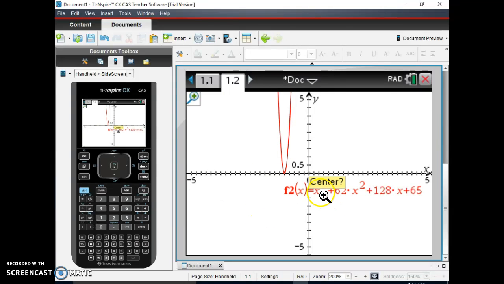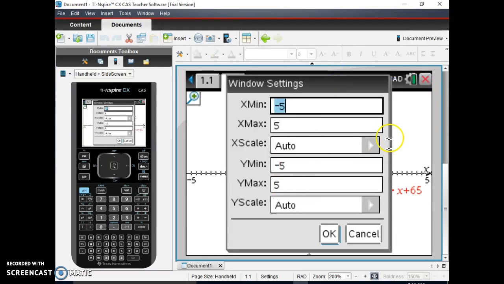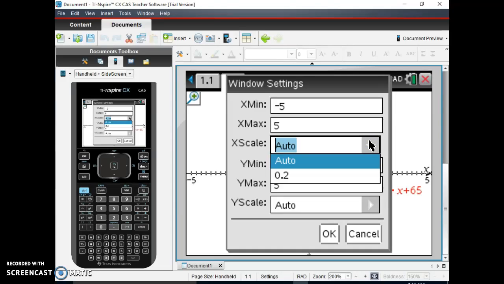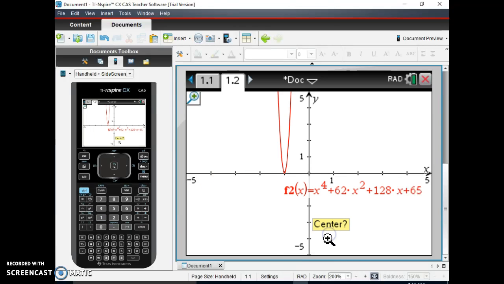And then I might adjust my graph here just a little bit. Right now it's counting by, I just set it at auto, but if I wanted to actually count by something particular, like ones, I can change my X scale to 1, and I can change my Y scale to 1. Make sure I hit enter and hit OK, and it'll change what I'm counting by on both my X and Y axis.